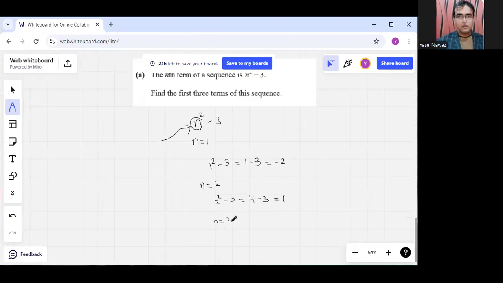If I use n is equal to 3, that would be 3 squared minus 3, which is 9 minus 3, and 9 minus 3 is 6. So these are the three terms. The first one is minus 2, the second one is 1, and the third one is 6. These terms are obtained by inserting n equal to 1, 2, and 3. For n equal to 1, the first term was obtained, for n equal to 2, the second term, and for n equal to 3, the third term.